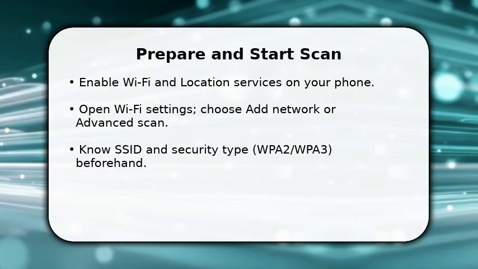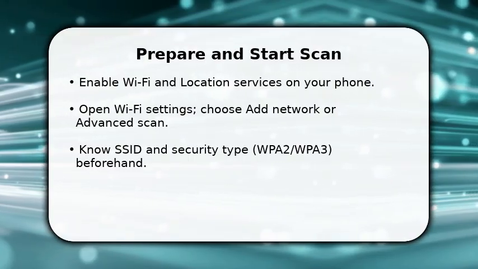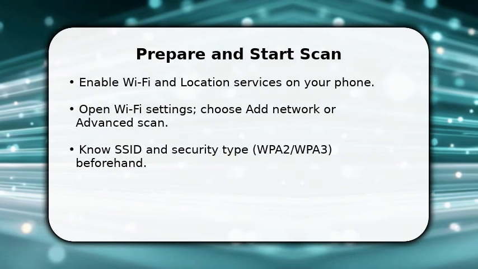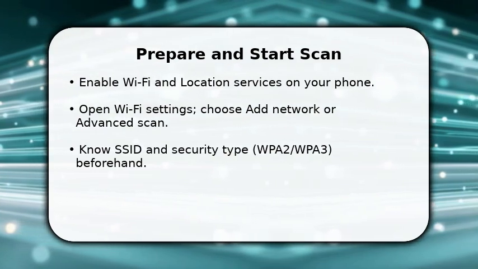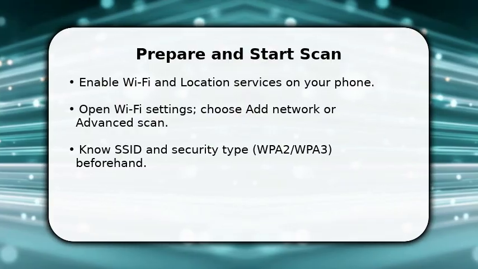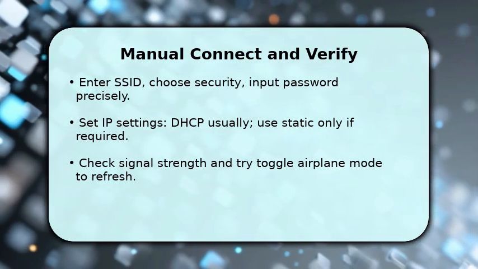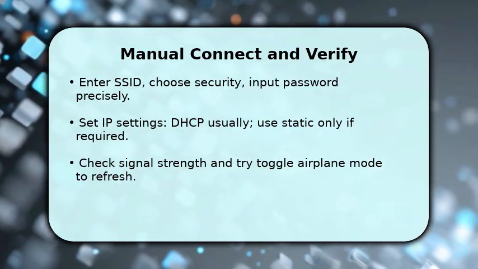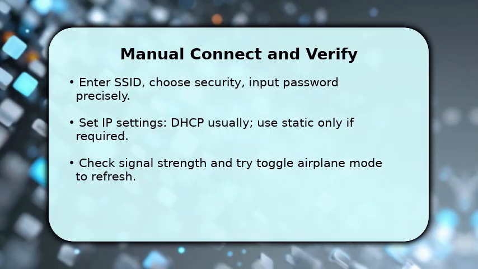If your phone offers an option to show advanced or hidden networks, enable it now so the next steps can locate the network. Next, manually connect by entering the SSID, choosing the correct security protocol, and typing the password exactly. Small typos stop authentication. Once submitted, verify connection status and view signal strength.